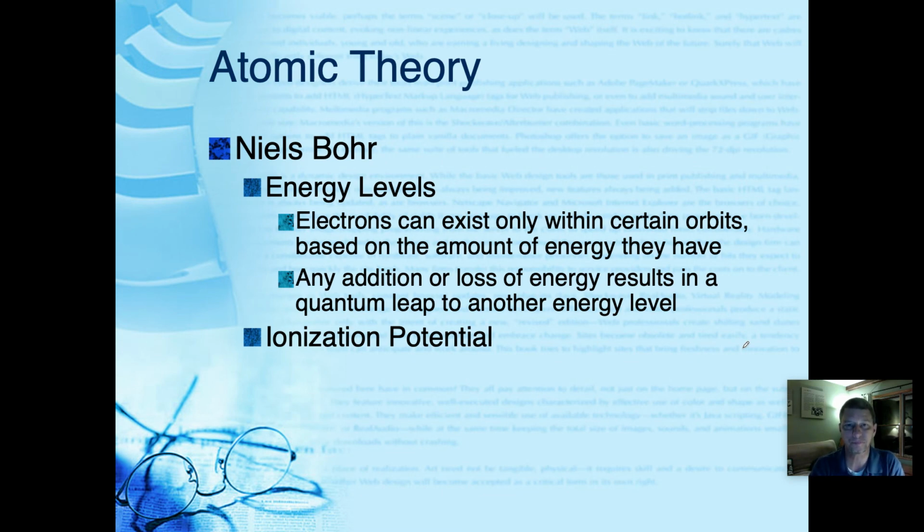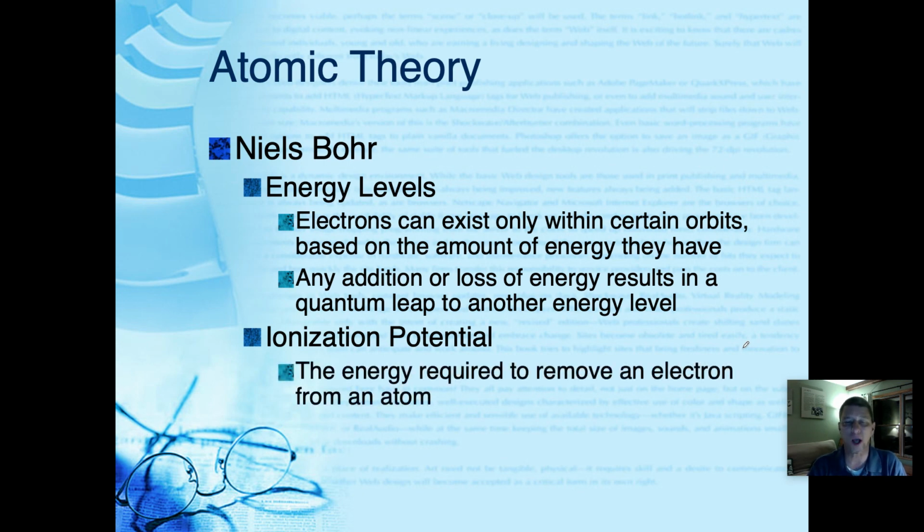Now, this leads us to the question, how much energy does it actually take to remove an electron from an atom completely? All right, especially if you're talking about an electron that starts out in the very first shell. Well, that amount of energy, which is usually composed of multiple quanta, is called the ionization potential. And this is simply defined as the energy required to remove an electron from an atom.